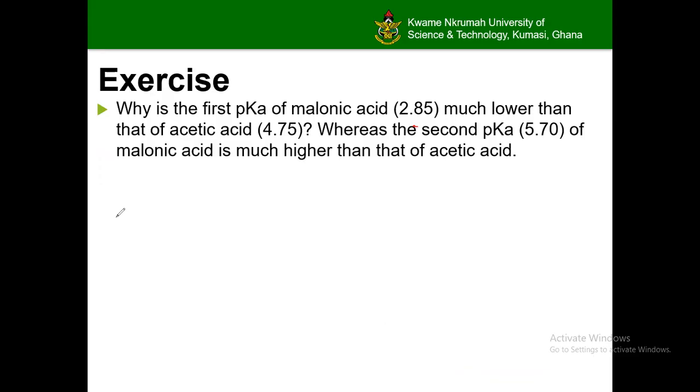Now they are asking us why the first Ka of malonic acid is much lower than that of acetic acid. Now, when the pKa is lower, it means the acidity is high. So they're asking us why malonic acid is more acidic than acetic acid, right? That's the first question. Now, the second one is asking us, whereas the second of malonic acid is much higher. So we'll talk about the first comparison: malonic acid has two carboxyl groups, where one is enhancing the acidity of the other. Acetic acid just has one, right?